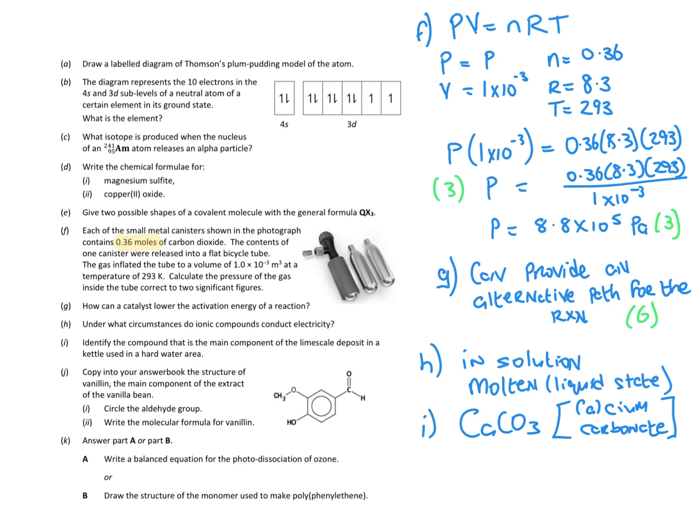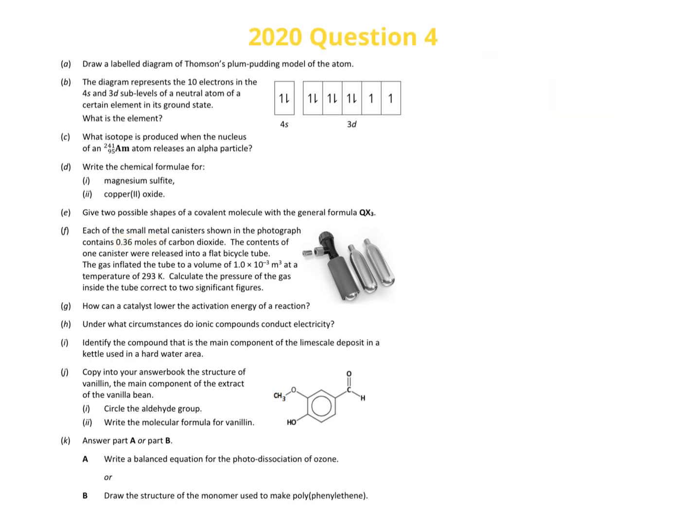Part H then, there were 3 marks for saying that ionic compounds conduct electricity in solution, and 3 marks for saying they conduct it in the molten state. So for example, if you left out in solution, but you said molten, you would still get 3 marks. Part I, all or nothing for your main component in limescale, it was either 6 or 0. So let's finish off this question now before we assign the marks to the rest of the parts.